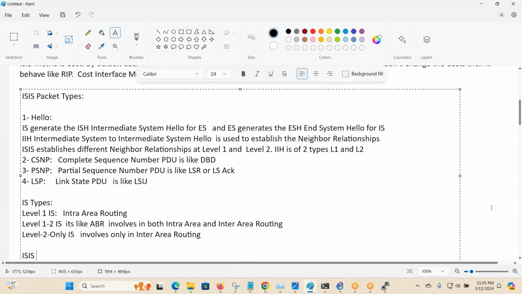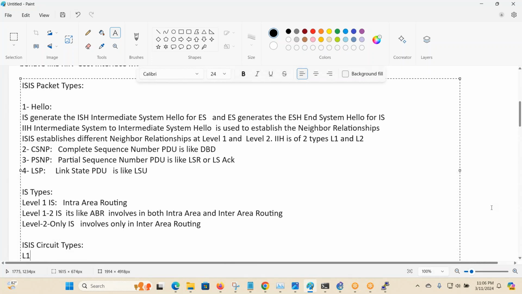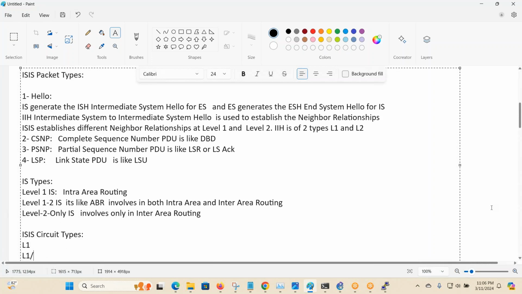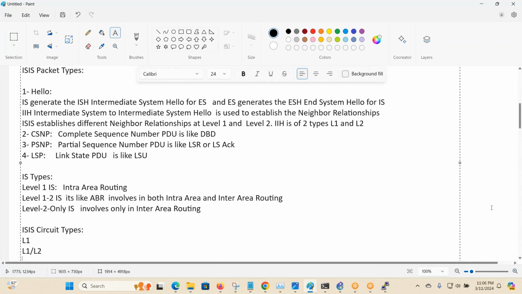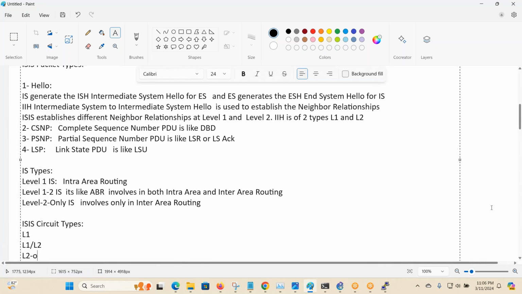So ISIS circuit types: L1, L1, L2, and L2 only. Again, it can be used to control the types of the packets. We will discuss now how we can manage this.